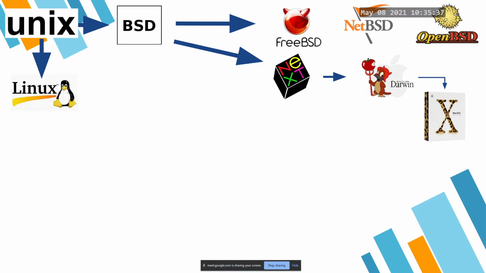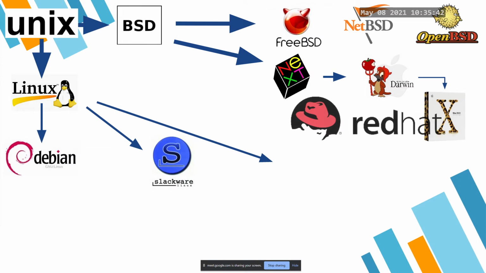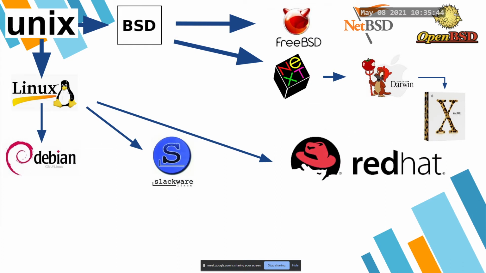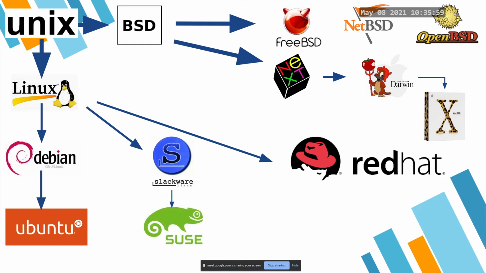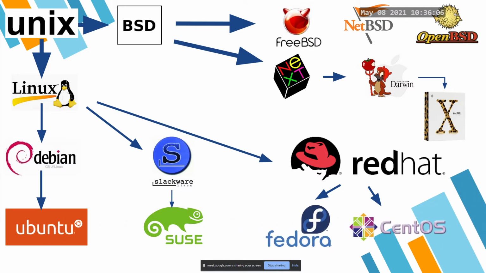This Linux family has three clans basically, the three most famous clans: Debian, Slackware, and Red Hat. As you all know, the famous Ubuntu comes from Debian. It's based on Debian. SUSE Linux is based on Slackware. And both Fedora and CentOS are actually from the Red Hat family.